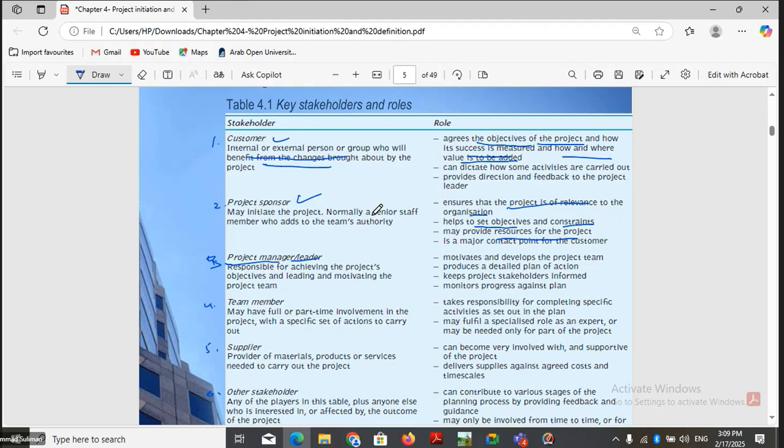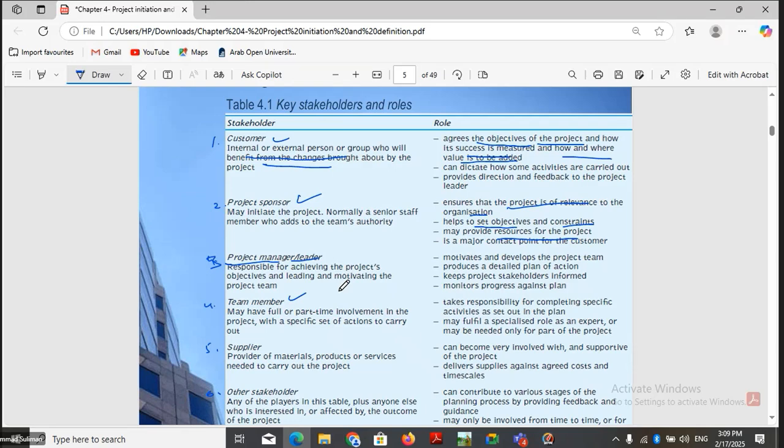Okay. Project managers may produce a detailed plan of action. They keep the stakeholders informed about the project. They keep updating the project status to the stakeholders, to the sponsors. Also, they monitor the progress in the project against what they planned. So these are some roles of the project manager. The fourth is team members. They can be full-time employees in the organization, or they are just part-time employees.